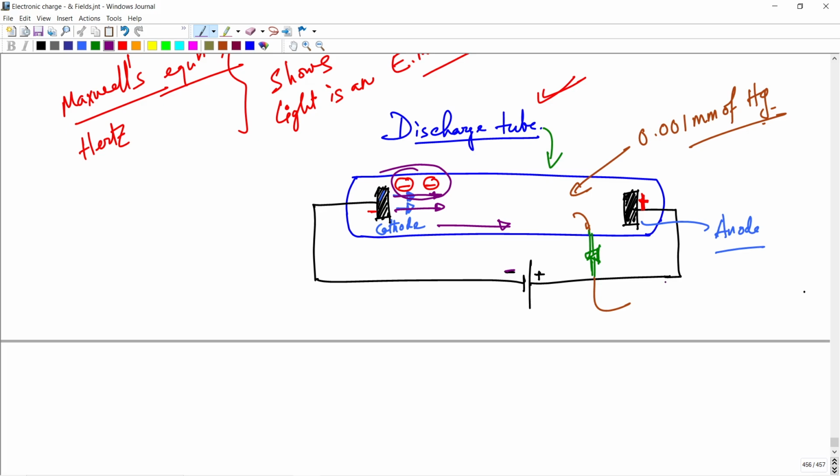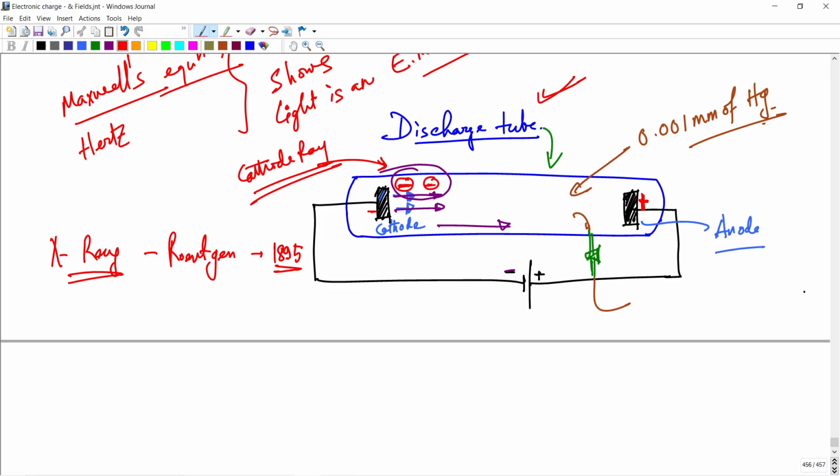Now at that time, X-ray was invented by Rontgen in 1895, almost 8 years after 1887. And at that time, this ray is called cathode ray, because these charged particles are released from the cathode and move towards the anode.